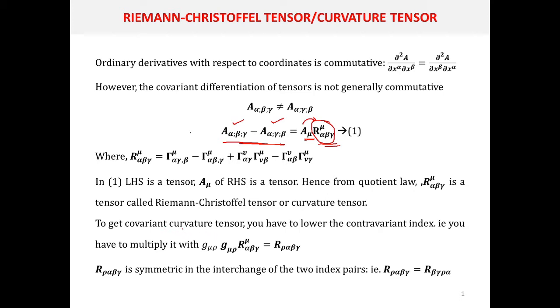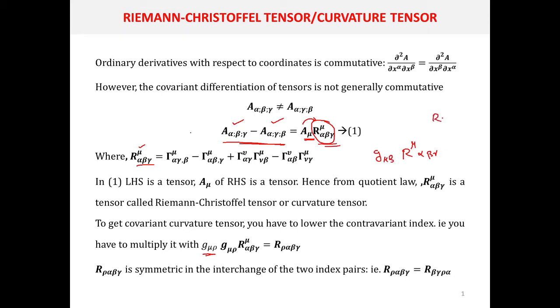Now to get the covariant curvature tensor, you can see that there are three covariant indices and one contravariant index. To get a fully covariant tensor, you have to lower this particular index. For that, you have to multiply this tensor with the metric tensor g_μρ. Since you want to lower this index, that is in R^μ_αβγ, you have to multiply it with g_μ and some new letter rho.